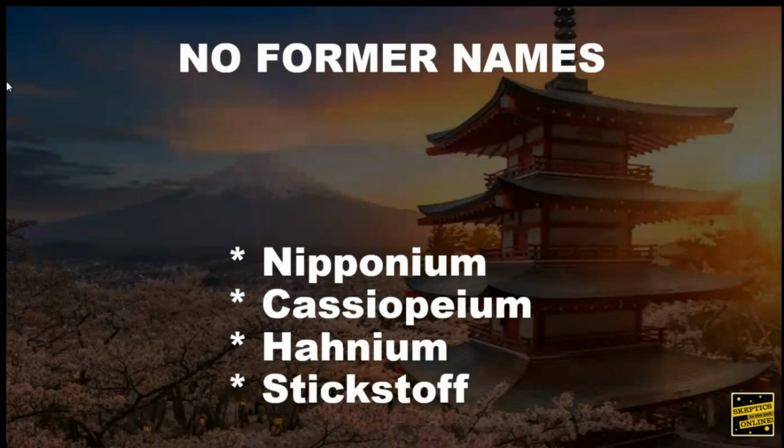Cassiopium was a German name for the element lutetium. And this caused chaos for about 50 years because the Germans insisted on calling the element Cassiopium, while everyone else in the world called it lutetium. Eventually, they sort of conceded the point. So no element will ever be called that. Hahnium, as I mentioned, Otto Hahn loses out. And finally, Stickstoff, which is my favorite rejected name. That's what the Germans used to call nitrogen. But we will never, sadly, have an element called Stickstoff, not least because it doesn't end in IUM.